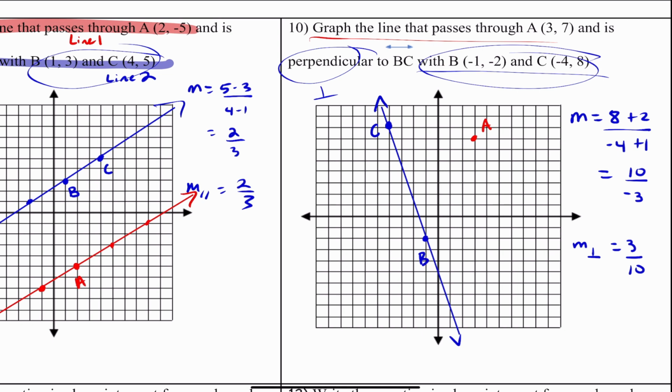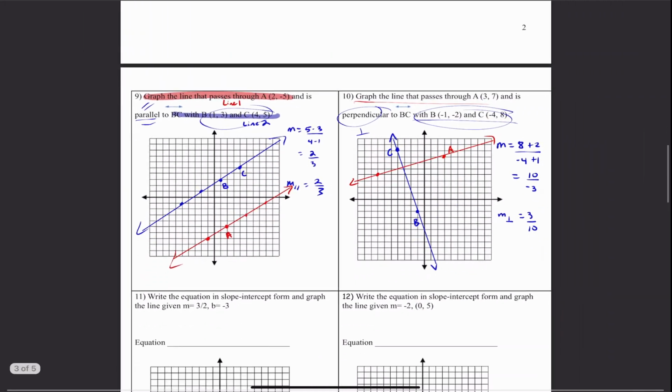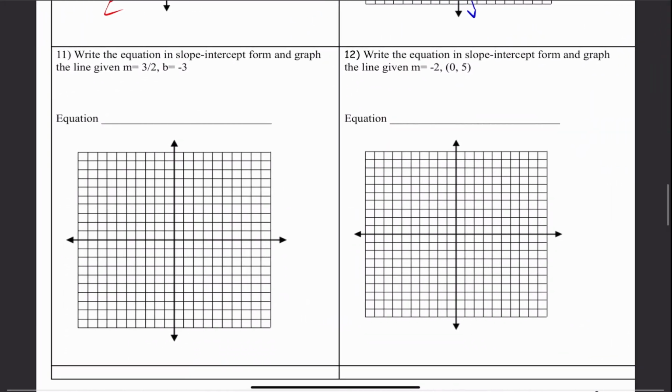But just by looking at this, if I rise 3 and then run 10, I'm going to be off the grid. So I'm going to have to do the opposite. I'm going to go down 3 to the left 10, okay? So down 3, 1, 2, 3, 4, 5, 6, 7, 8, 9, 10. And then perpendicular. They intersect at a 90-degree angle. Okay. Ooh, this one's super easy.